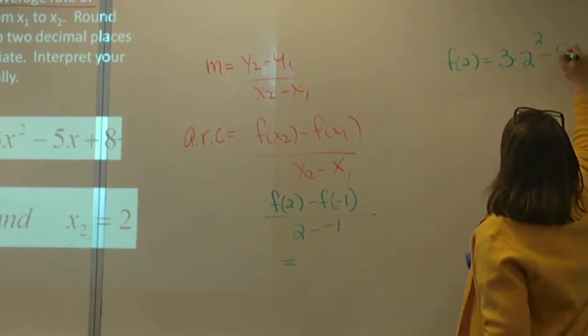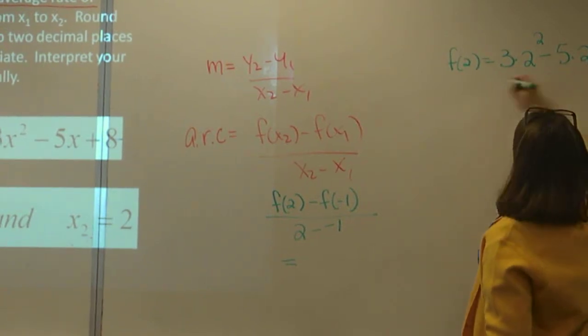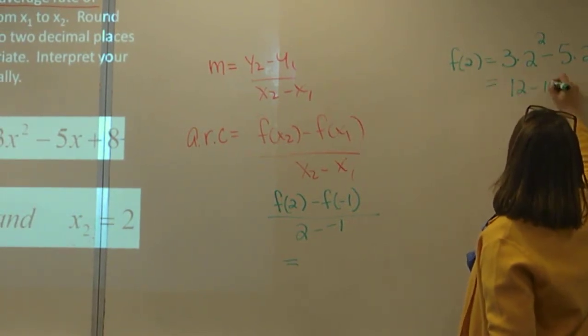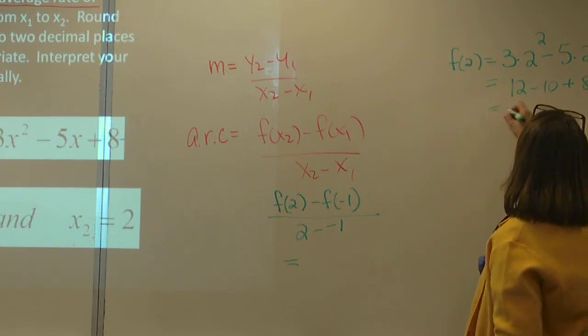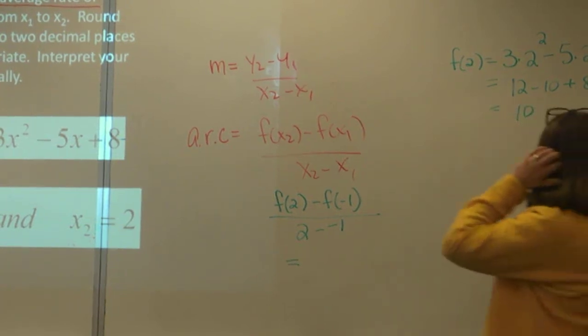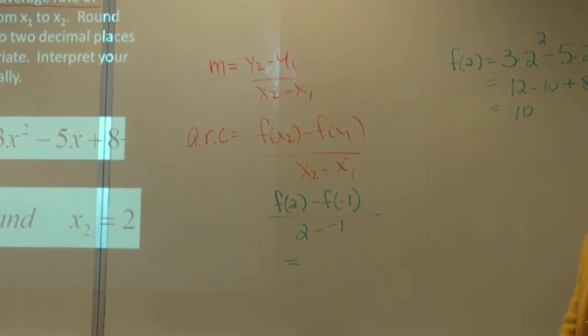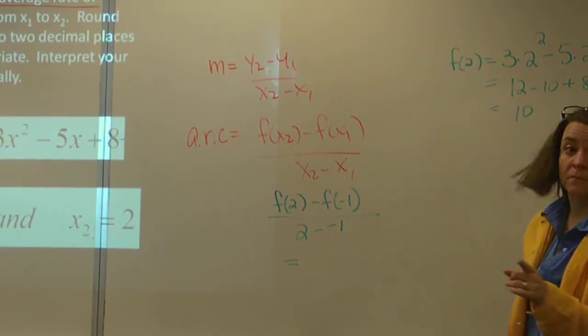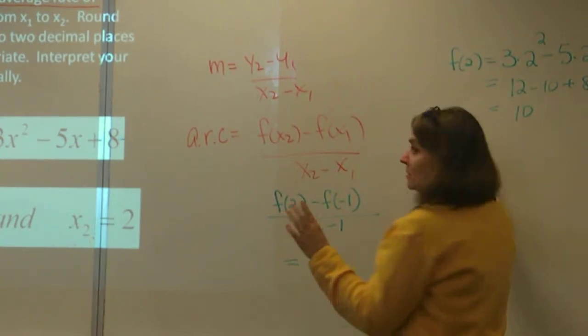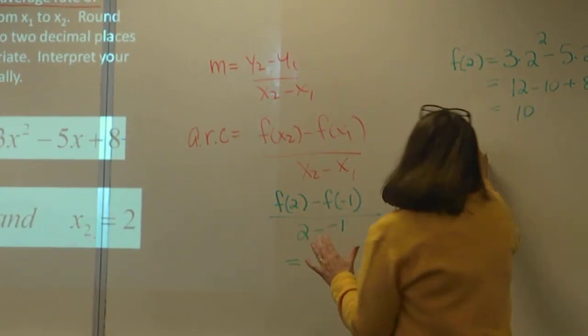Plug in a 2: 3 times 2 squared minus 5 times 2 plus 8. Can someone confirm it's 10? F of 2? Okay, good. This is going to be on film, so we want to make sure I know that.